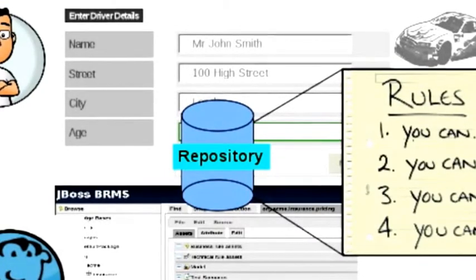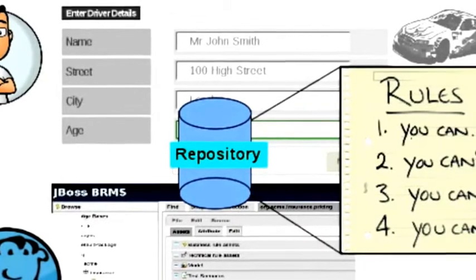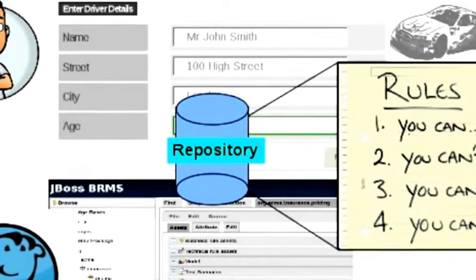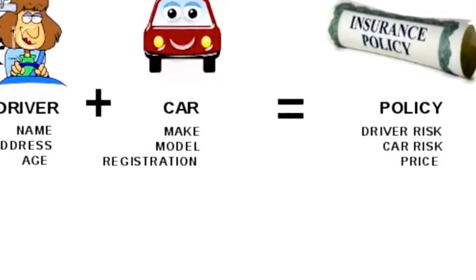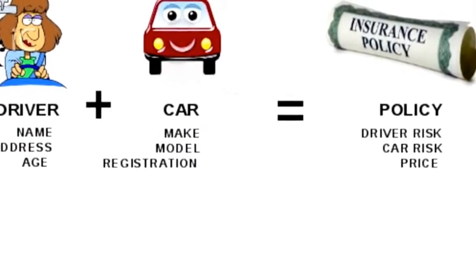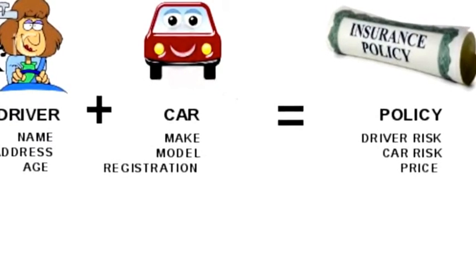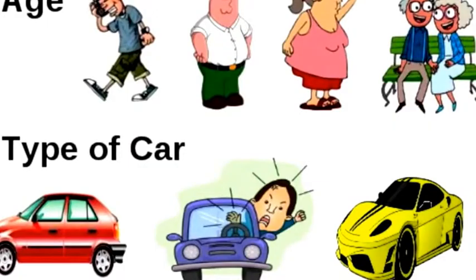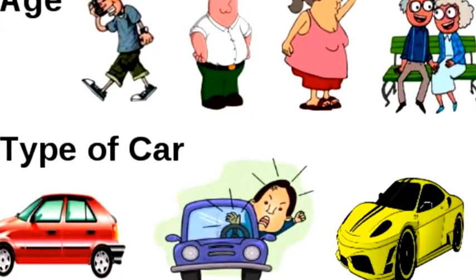The scenario we feature today is simply a rules repository, a user going in, entering their details and getting a price. The details we enter are pretty simple. We enter the driver's name, address and age, and then we ask for details around the car: make, model and registration. We simply make a decision based upon the age of the driver and the type of car he's driving. And these are the two factors that control the price.